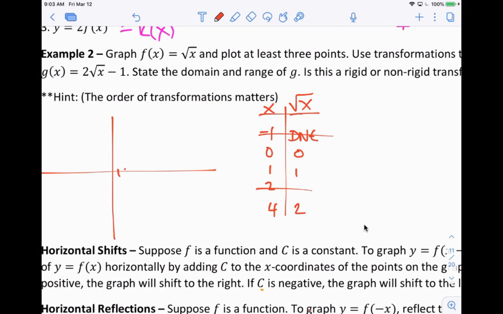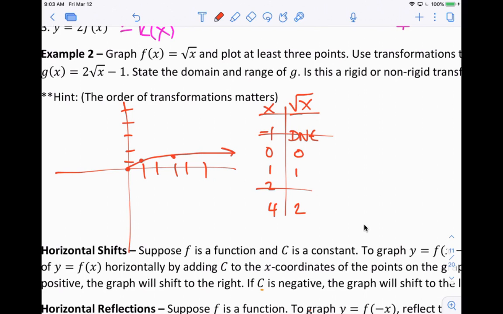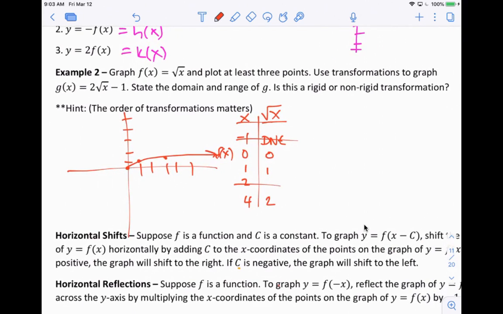I get the points. Oh, that's really hideous. Hold on. Sorry, I'm going to have to redo that because that's gross. 1, 2, 3, 4, 5. 1, 2, 3, 4, 5. 0, 0. 1, 1. And 4, 2. Man, graphing without axes is kind of hard. All right, so we've got f of x here. Beautiful. Now let's use transformations to graph g of x.